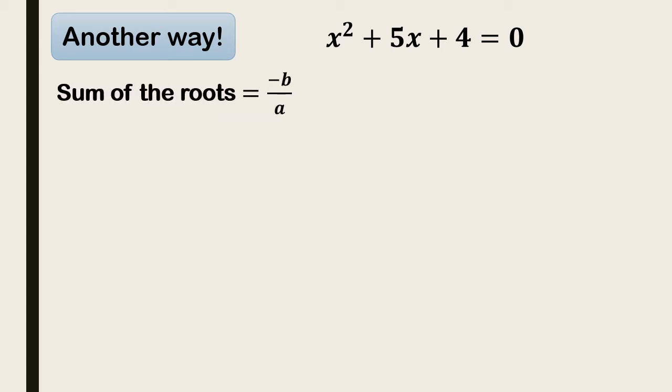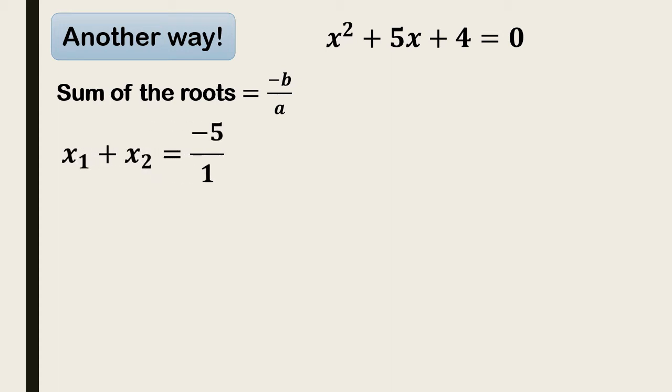So, for the sum of the roots, we have here negative b over a. That is the formula that we need to use to find out the sum of the roots. So, what do you think is the sum of the roots when we use the formula negative b over a? So, based sa ating discussion about quadratic equation, a, b, and c is the coefficient of each term in a quadratic equation. Okay, so let's substitute the values.